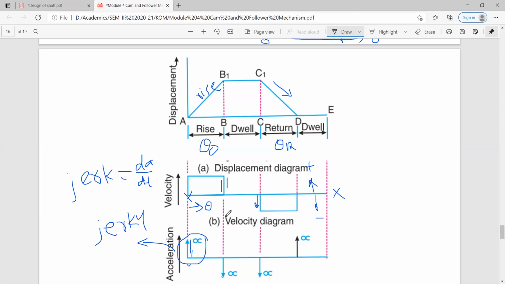So in practice, some modification is done in the displacement diagram. Because of those modifications, these drawbacks of the constant velocity motion are overcome. So it is just for your information.